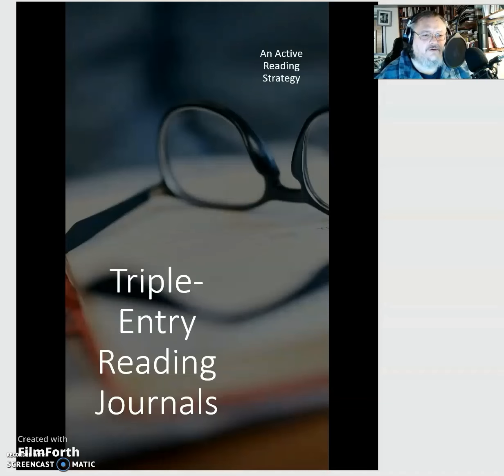Triple entry reading journals are meant for you to interact with texts in a meaningful way, to unpack them and understand them better, to ask questions, and to understand your thought process about the readings that you engage with. These triple entry journals are meant for the class readings that I give you on Canvas.